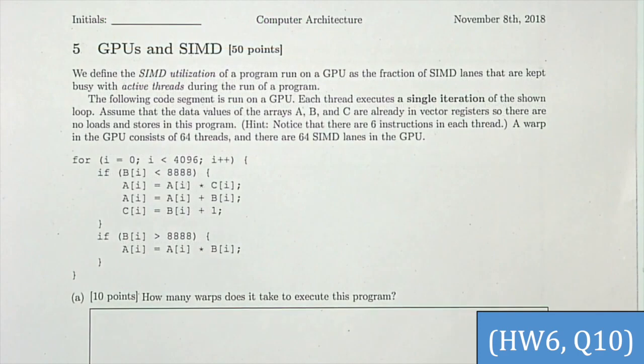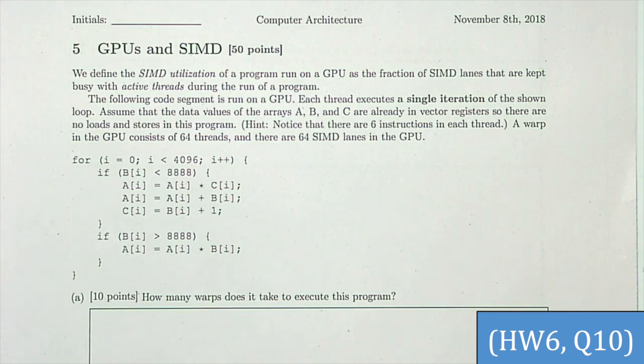It says we define the SIMD utilization of a program run on a GPU as the fraction of SIMD lanes that are kept busy with active threads during the run of the program. The following code segment is run on a GPU. Each thread executes a single iteration of the shown loop. Assume that the data values of the arrays A, B, and C are already in vector registers, so you don't need to worry about memory accesses. It gives us one hint: there are 6 instructions in each thread. I will tell you now how to count these 6 instructions.